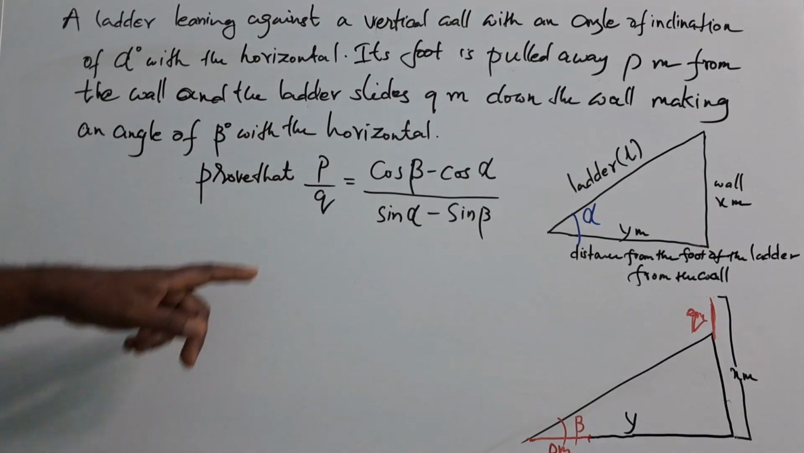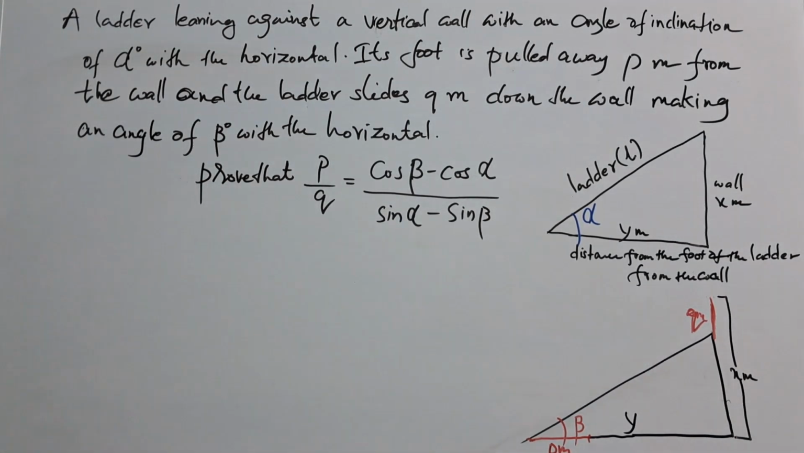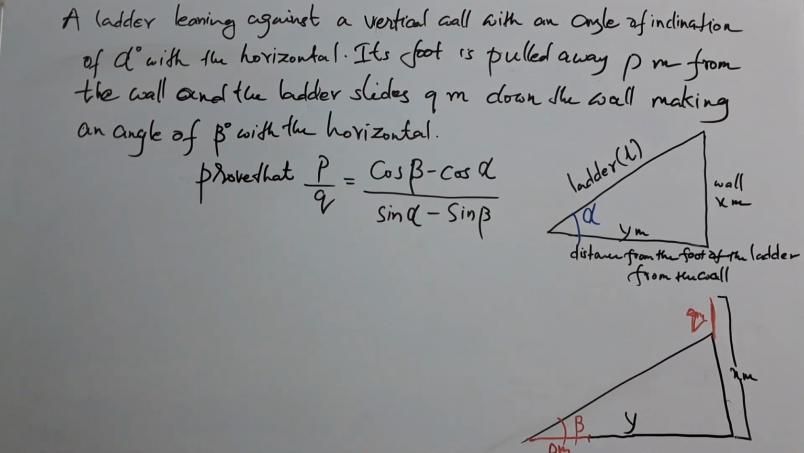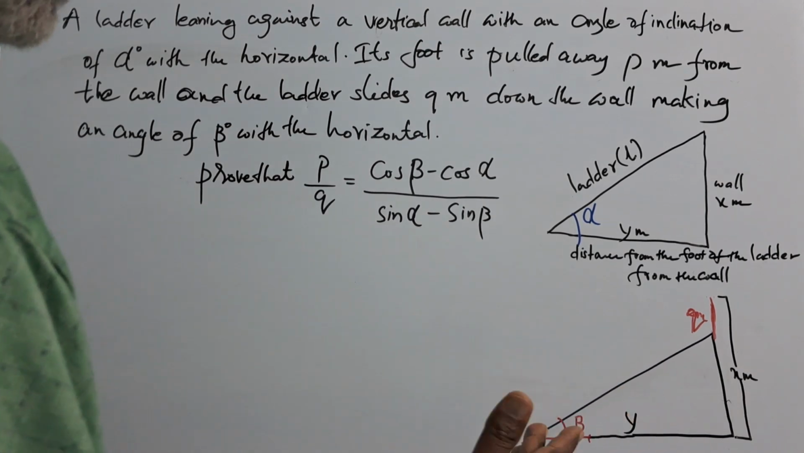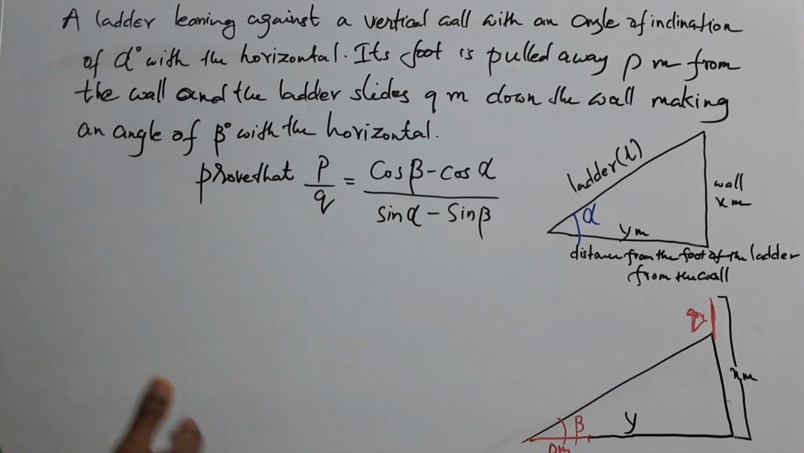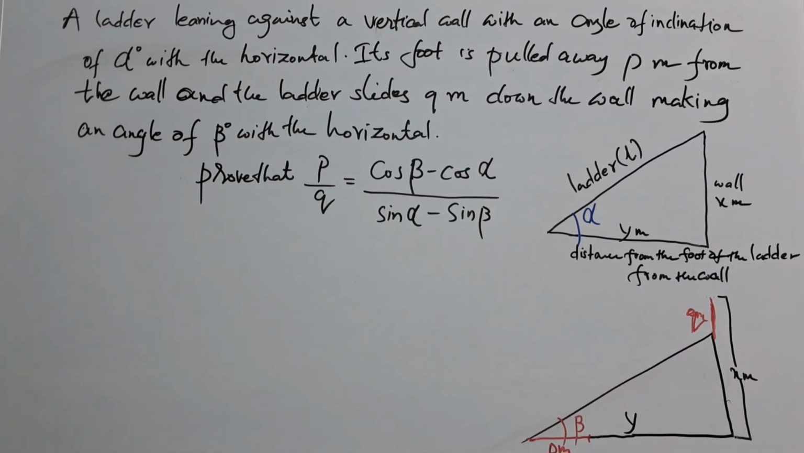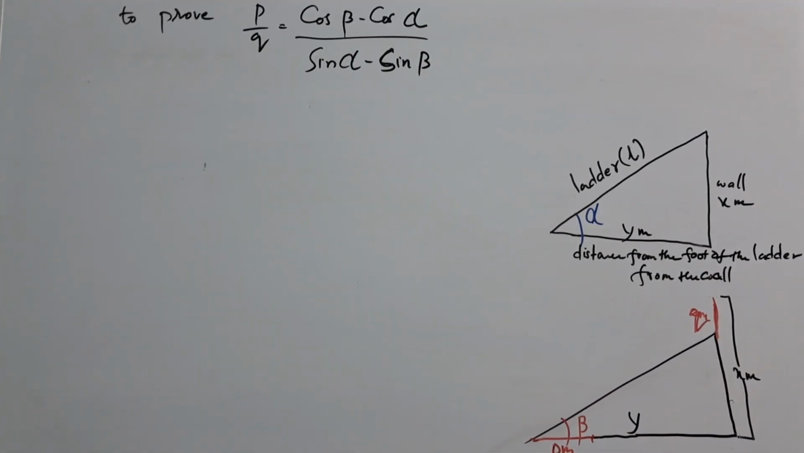We need to prove that P by Q is equal to cos beta minus cos alpha by sin alpha minus sin beta. The second angle, when the ladder is pulled down, the angle formed between the ladder and the plane is beta degree, and we need to prove that. In the answer part, we have only cos beta and cos alpha and sin beta and sin alpha.